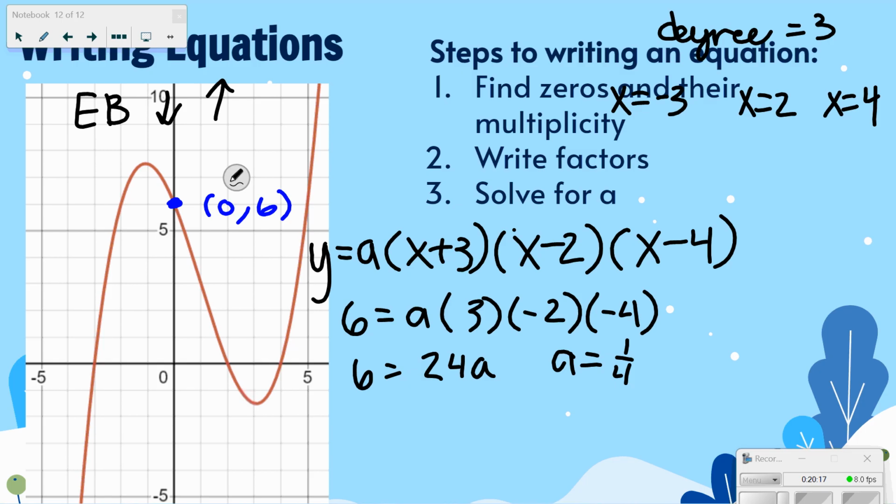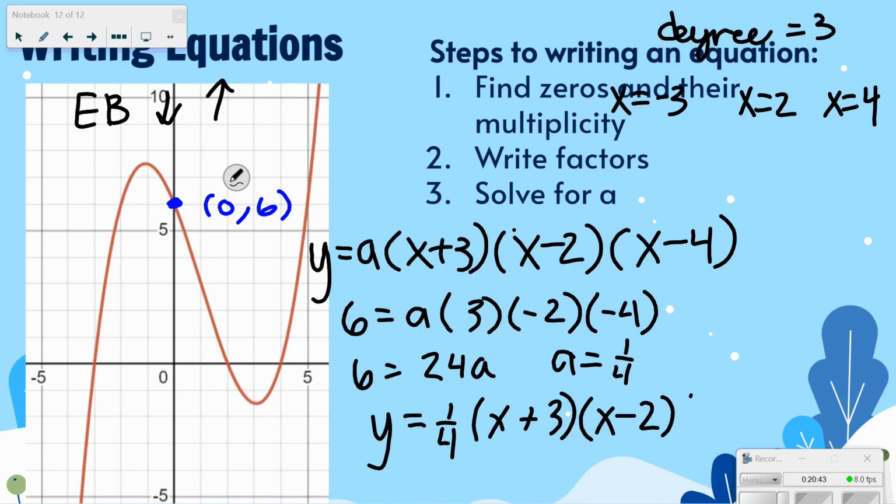So if it just says write an equation, who's taking the shortcut with me and keeping it in factored form? But if it did say write it in standard form, what would you then have to do next? Distribute. Yeah, just distribute, multiply through. So since it does not say that, we're going to just keep it in factored form because that's a little easier, right? And that is our equation.